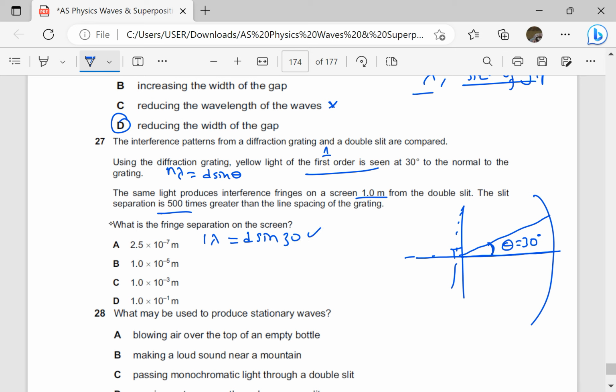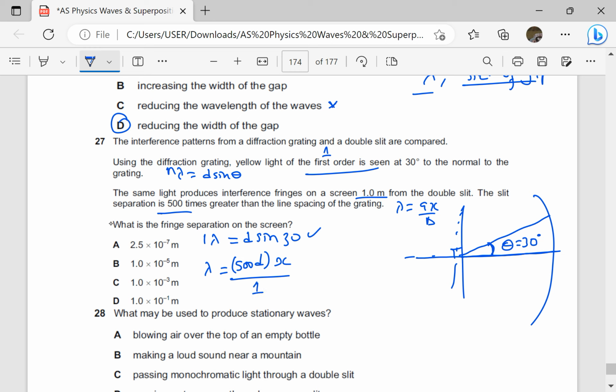For the double slit, we know that lambda is equal to ax divided by D. So wavelength lambda is equal to a, the slit separation, which is 500 times greater than the line spacing. So a is going to be 500 times d, then times x. x is not known, I'll just write x there. Then divide by D, which is 1 meter.